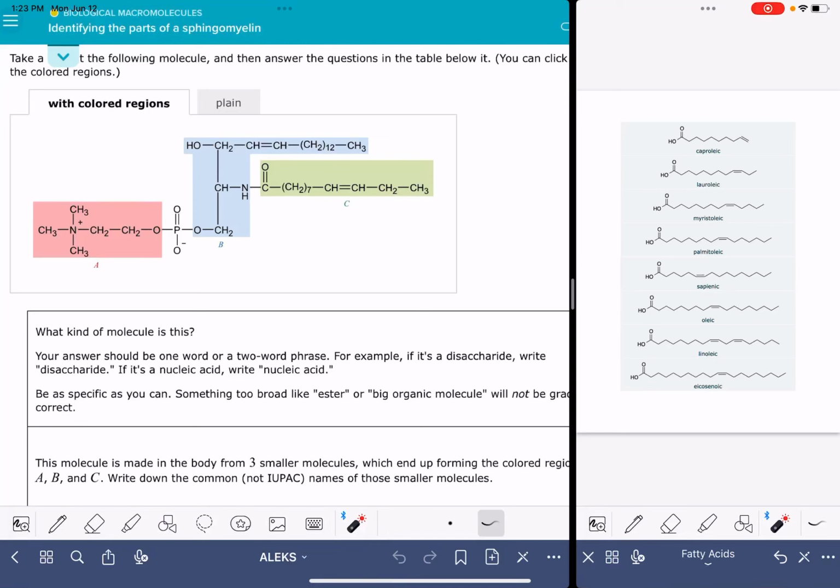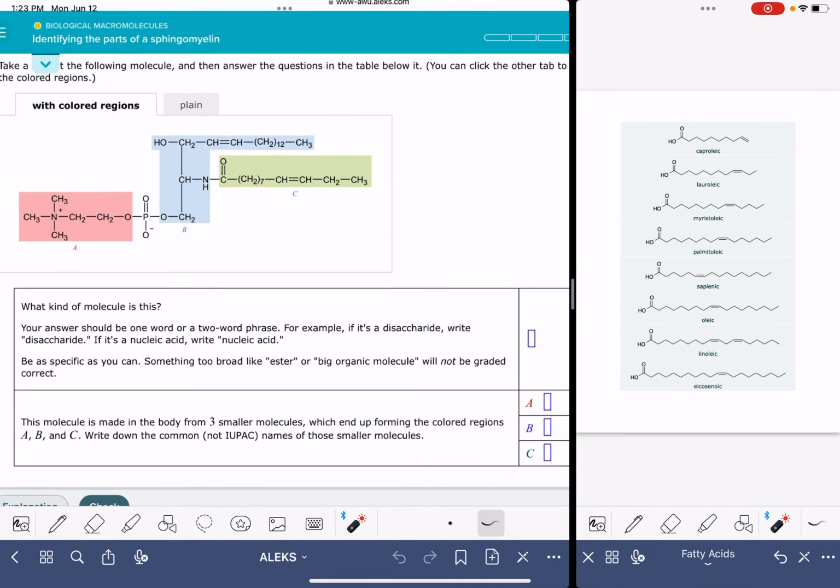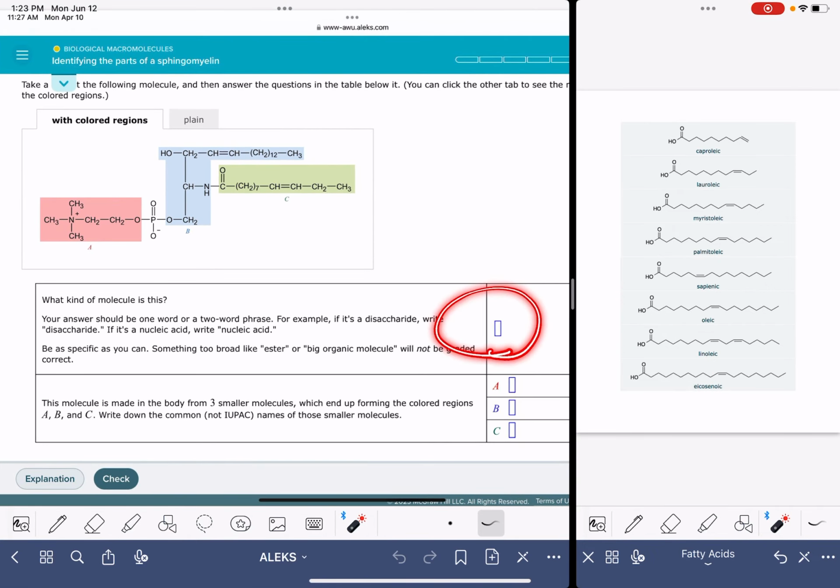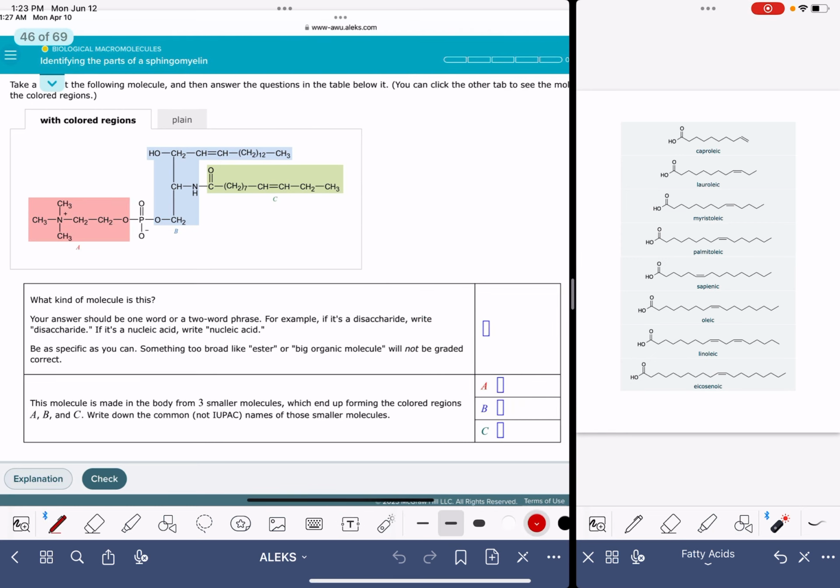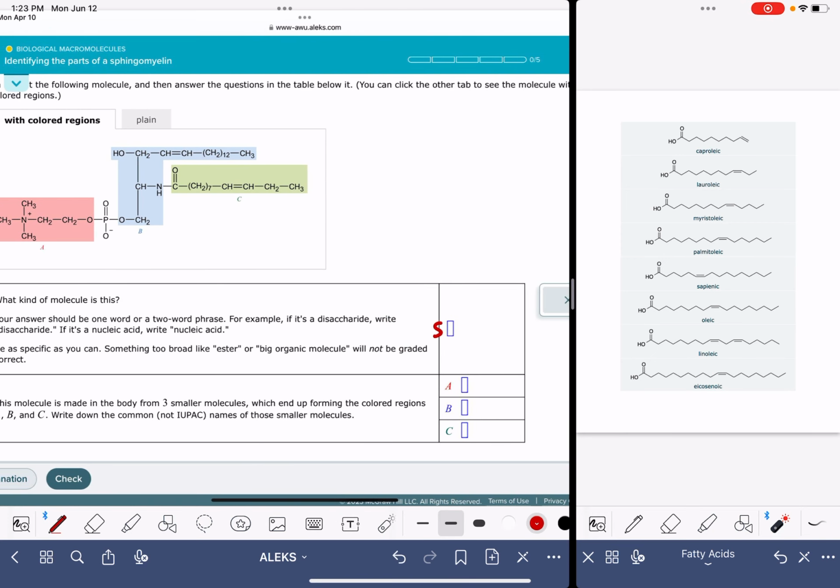In this video, I'm going to show you how to solve the ALEKS problem called identifying the parts of a sphingomyelin. This problem has two parts to it. It's going to ask you first of all to just say what type of molecule this is. This type of molecule is a sphingomyelin, kind of like a trick question.